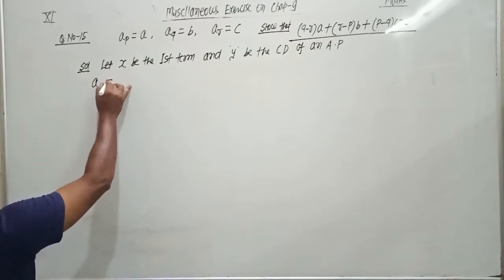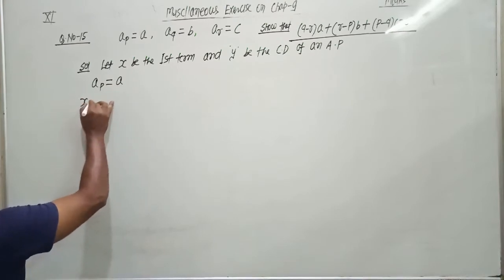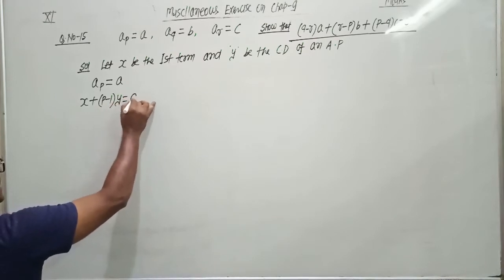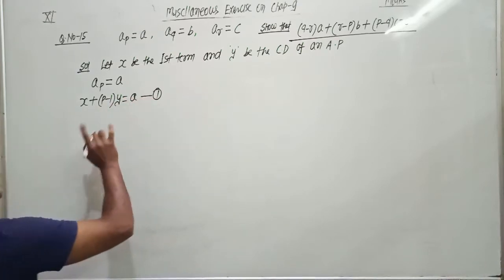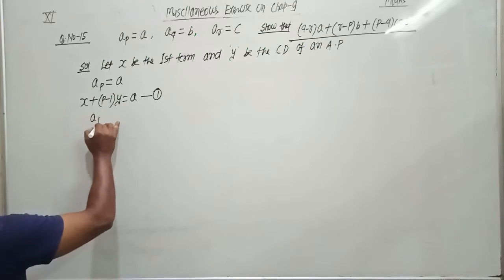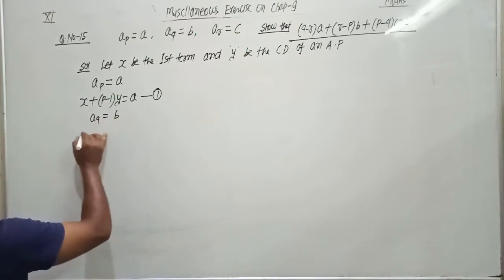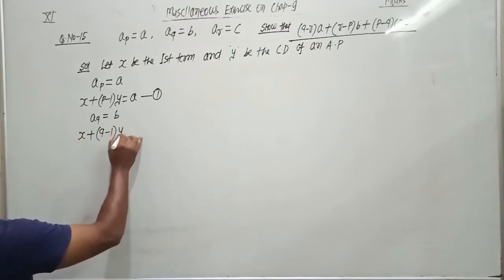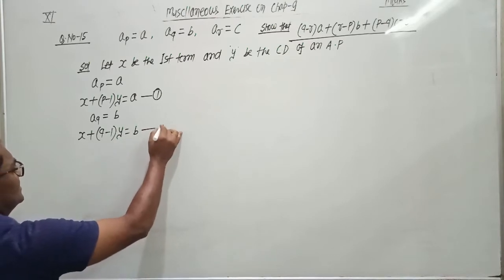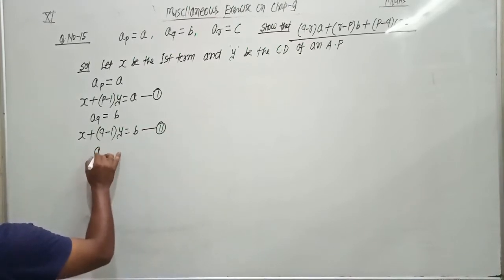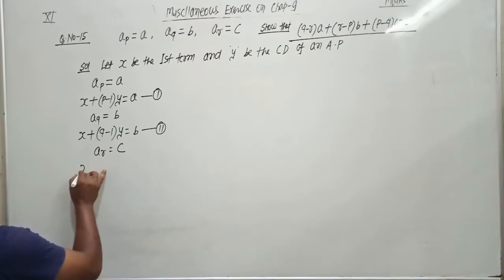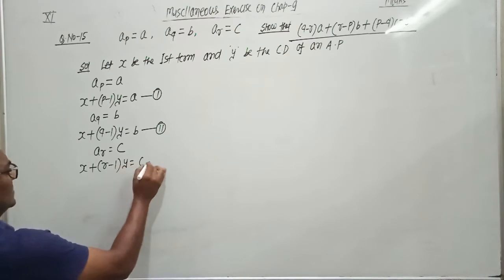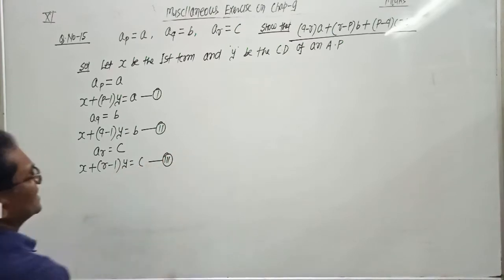Now the pth term is a. So the pth term is written as x plus (p minus 1) into y equals a. Then the qth term is b, and this is given by x plus (q minus 1) into y equals b. This is the second equation. The rth term is c, so x plus (r minus 1) into y equals c. This is the third equation.